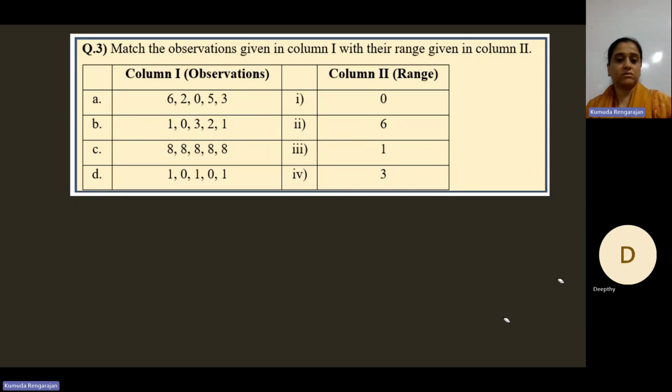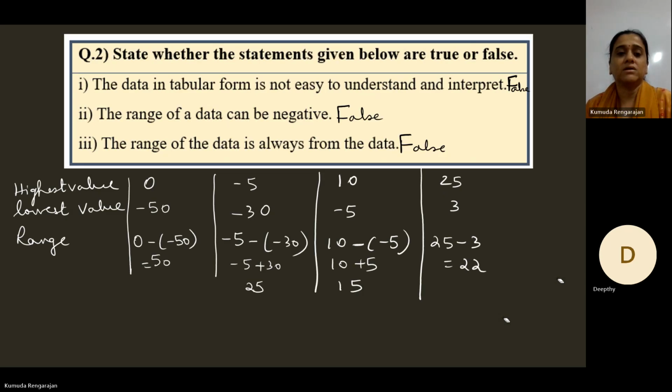From this table, you can make out that the range can be 0 also. I was telling you here, no? The second statement, the range of a data can be negative. I said false, it can be 0 or positive. The range of a data is always positive, or it can be 0.